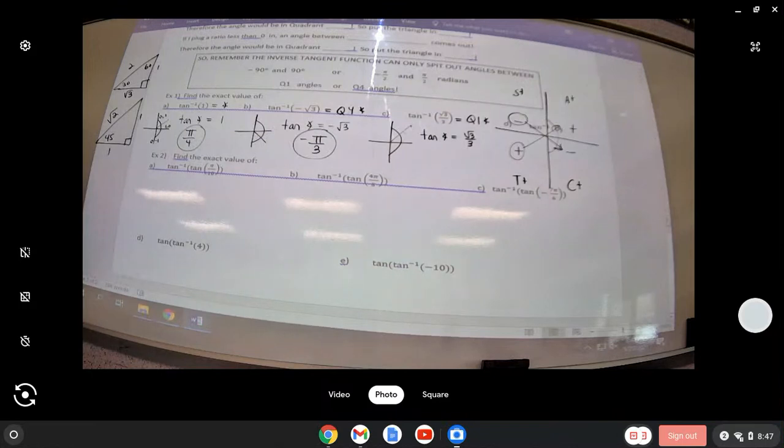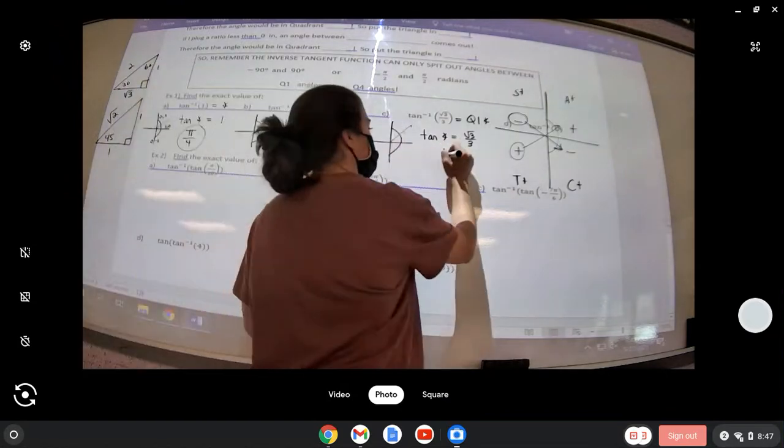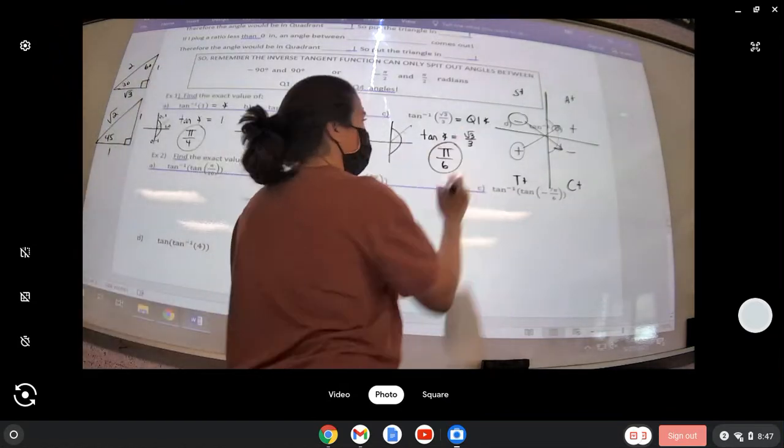The tangent of what angle gave us root 3 over 3 as a ratio? Because I just said it. It's definitely not 45, the tangent's 1. It's definitely not 60, the tangent's root 3. So that leaves what other special angle for it to be? A 30, which is pi over 6, and since he's in quadrant 1, he has to be positive pi over 6. All right.